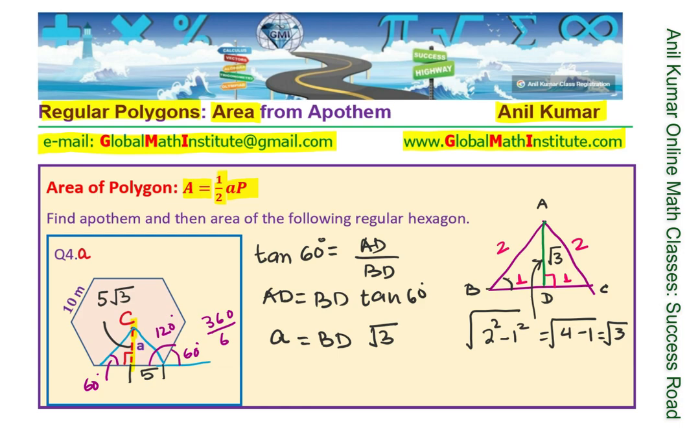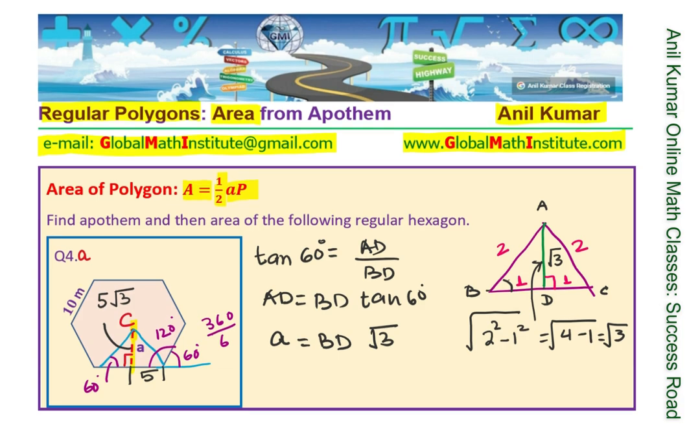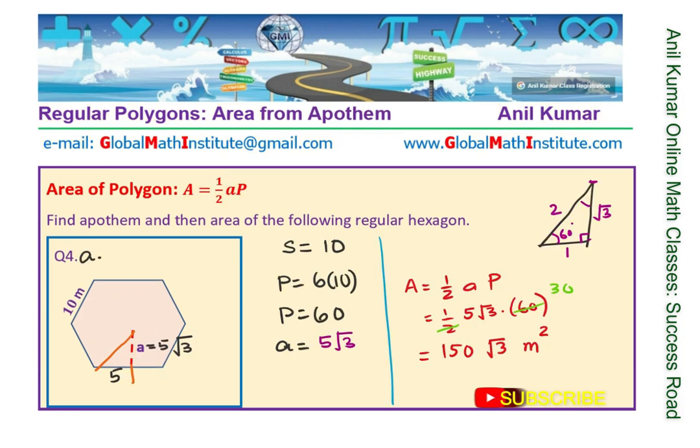So we found the area when the apothem was given to us or when a side length was given to us. So I hope this concept is absolutely clear.